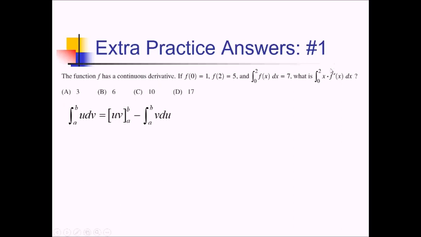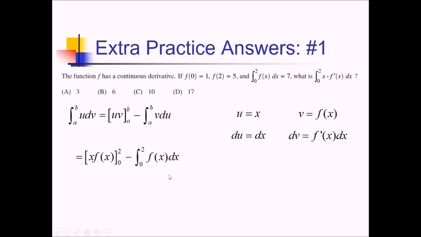So if I have to choose, I want to choose u as x, and then I'll let my dv be f prime of x dx, because I at least can take the antiderivative of this and get something I have some information on. So now the derivative of x is going to be 1 dx. And then the antiderivative of dv, f prime, is just going to be f of x. And now multiplying across here, I've got x times f of x, that's going to be my evaluation box from 0 to 2. Minus, now I'm going to have f of x dx inside the integral from 0 to 2.